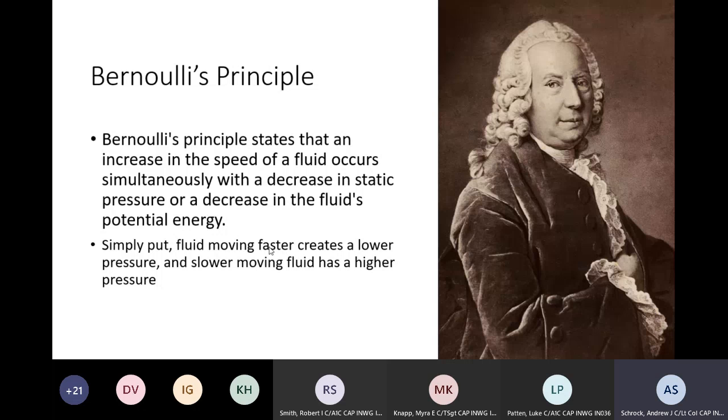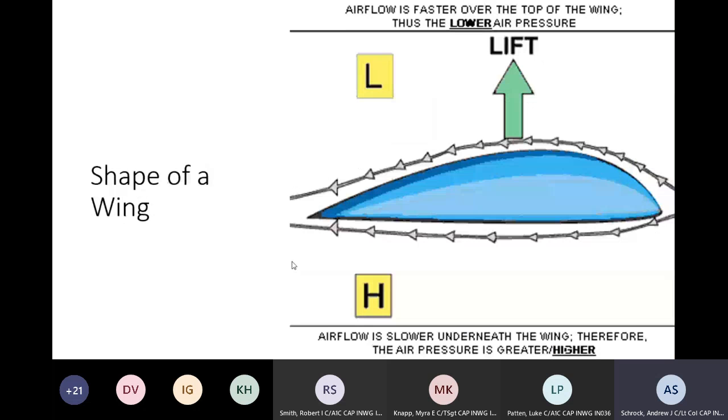And Bernoulli's principle explains how airplanes fly. We can see this with the shape of a wing. Look at this graph here, you can see that it's curved on the top, and it's more flat on the bottom. And you see the L on the top and the H on the bottom. This is for low pressure and high pressure. Well, if you remember what Bernoulli's principle states, fast moving air creates a lower pressure area.